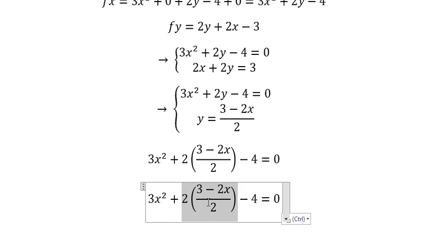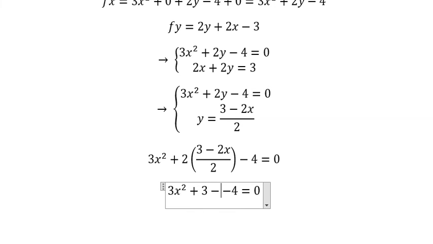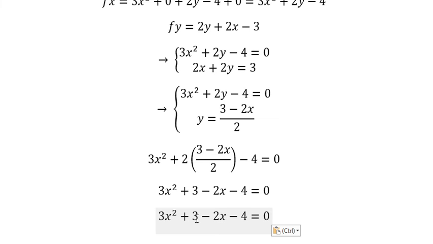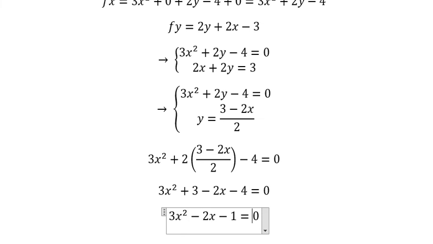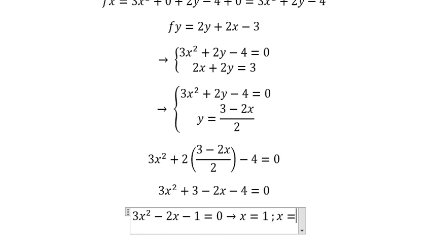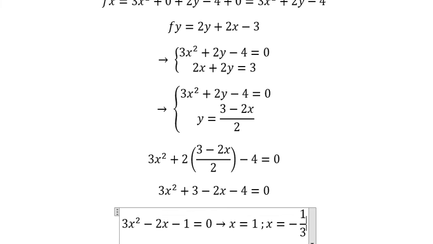So we simplify and you get 3 minus 2s. So this one, 3 minus 4, you get negative 1. And now we have the solution: s equals 1 and s equals negative 1 over 3.